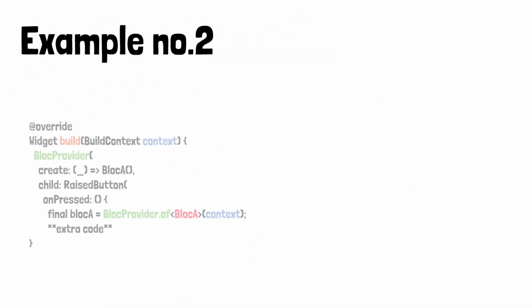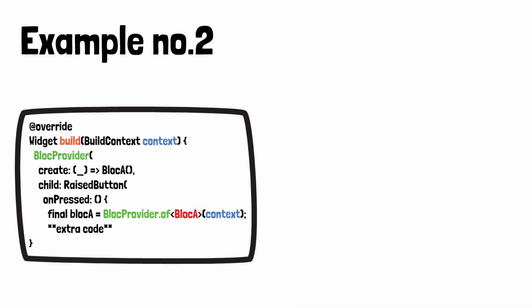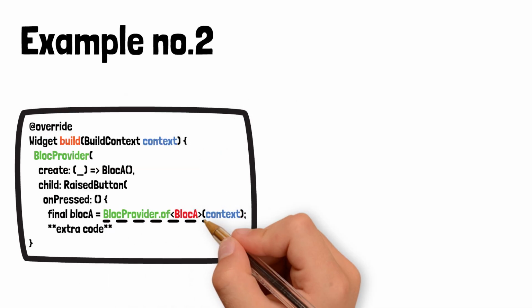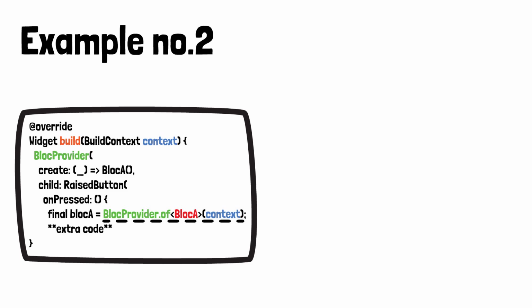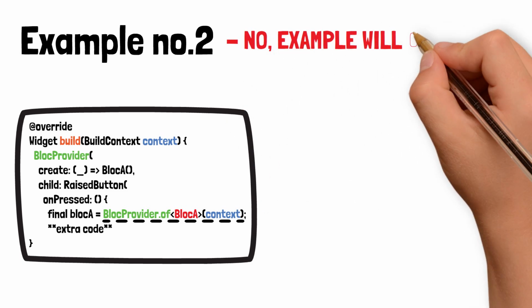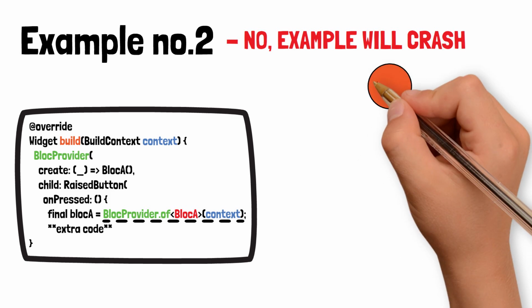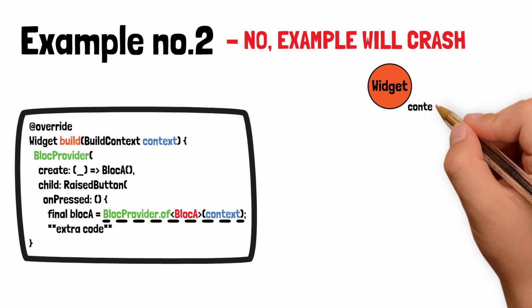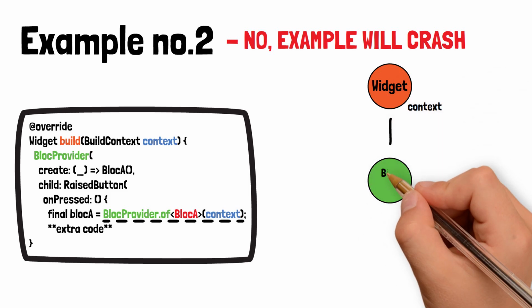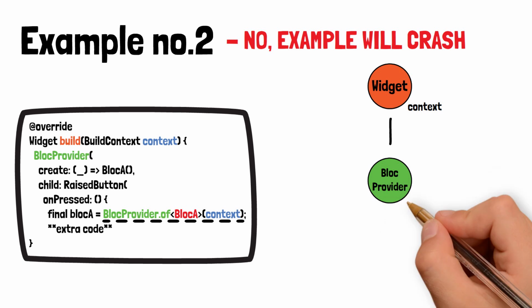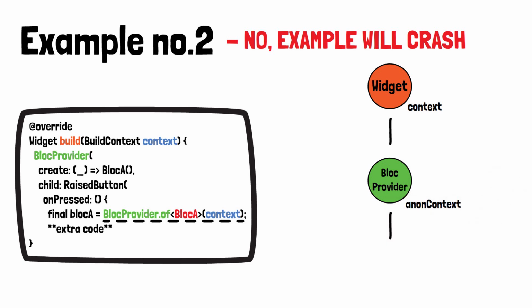Here's the code. Again, I want you to take a look and think whether the unique instance of block A is accessible or not. So, what do you say? If you think the block A is accessible there, you are wrong. And let's investigate why. We have a widget built in a context, build context, at the top. Then, right below it, a block provider will create the block A in an anonymous context. The raised button will also be built as a child within an anonymous context.